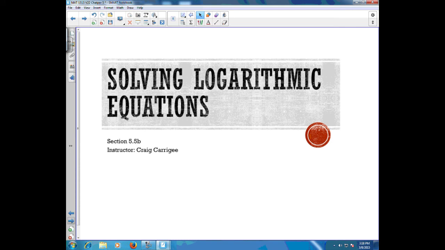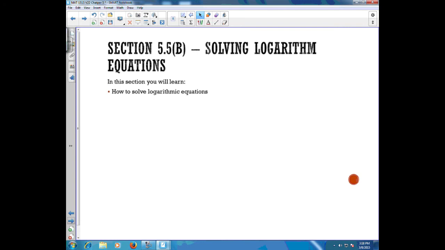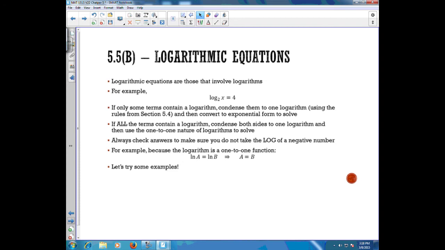Today we're going to talk about solving logarithmic equations. And so at the end of this lesson, you should be able to solve logarithmic equations. Now, logarithmic equations are those that involve logarithms, right? So for example, log base 2 of x is equal to 4.